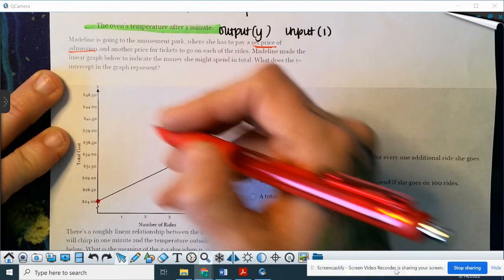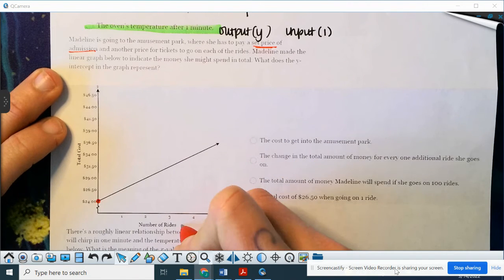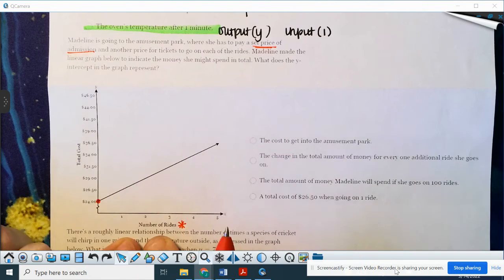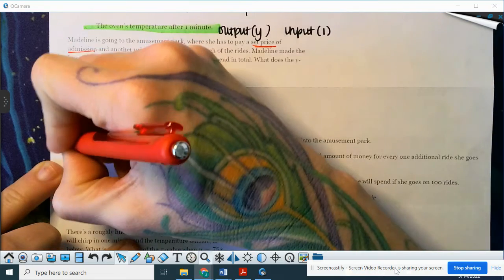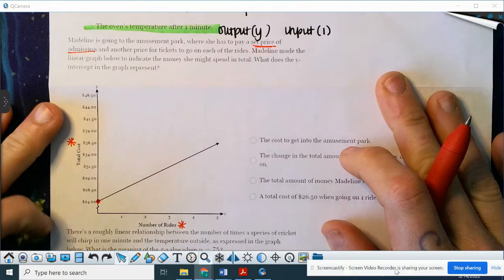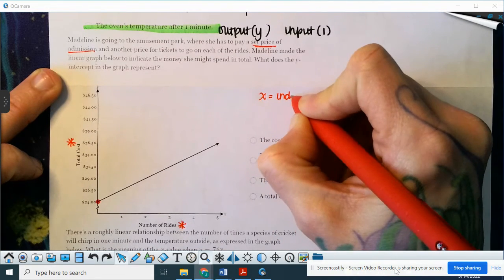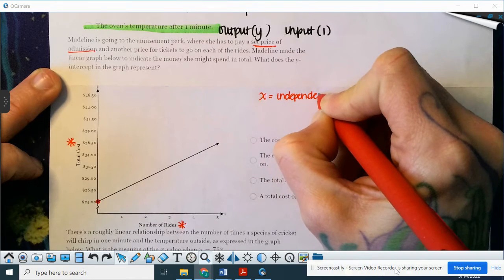So y-intercept, again, this is your y-axis, this is your x-axis. You want to make sure you're paying attention to what is labeled, so number of rides, and it's going to be our total cost. This is where it matters if you know your input versus output and independent versus dependent. X is always your independent. So that's what you control.